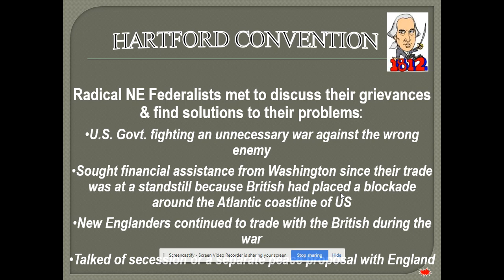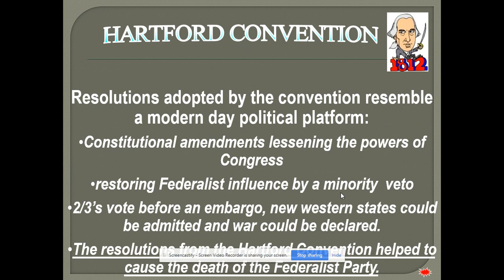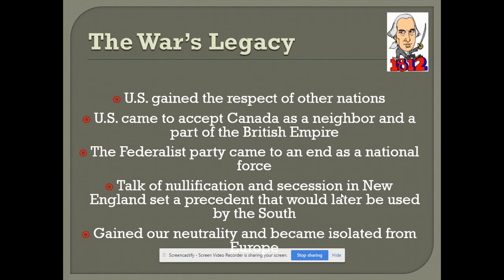And then secondly, news of the Battle of New Orleans comes and Americans are celebrating in the streets. And so it ends the Federalist Party. By 1820 was the last election they had any candidate running for office. Anyway, there are some of the proposals they were going for. You don't have to know any of those. You just need to know what the Hartford Convention was. It ends up leading to the death of the Federalist Party, but it's their attempt to create a separate peace agreement with the British and demand these things from the U.S. government. Are they going to threaten to secede?